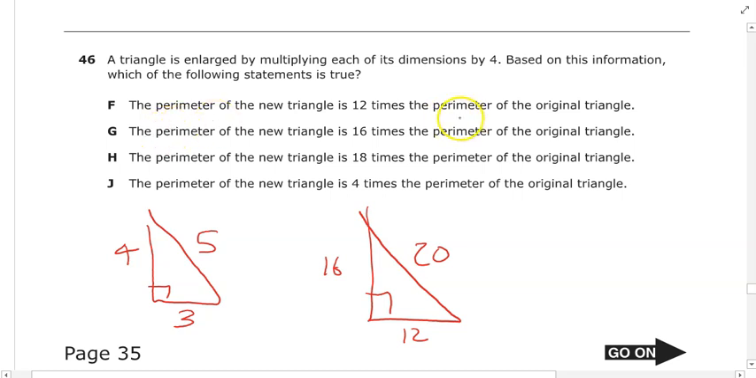The perimeter of the new triangle is 12 times the perimeter of the original triangle. No, the original perimeter we get 12. This is not 144, so it's not 12 times as much. I think we get, what is that? 36 plus 12 is 48. So it's not 12 times as much. The perimeter of the new triangle is 16 times as much. Nope, definitely not true. Perimeter of the new triangle 18 times. Nope. Perimeter of the new triangle is 4 times as much. Yes, 12 times 4 is 48. So the perimeter of the new triangle is 4 times as much.